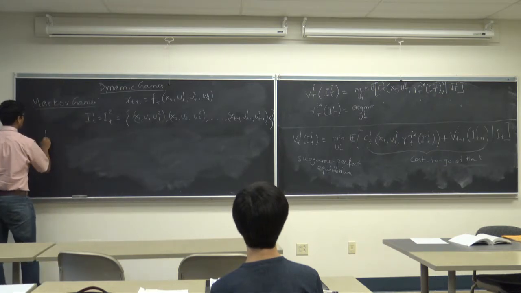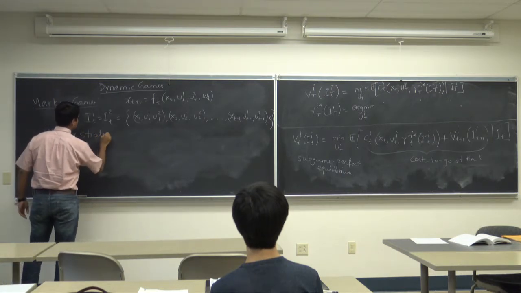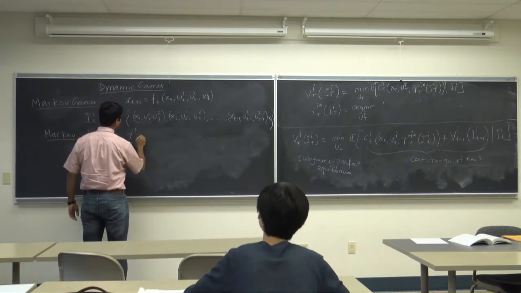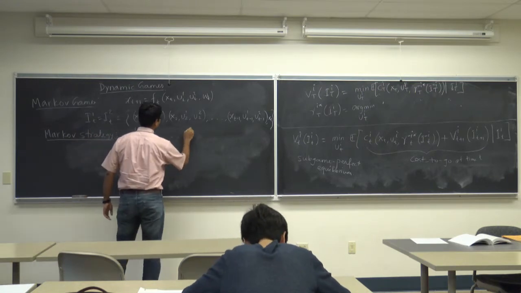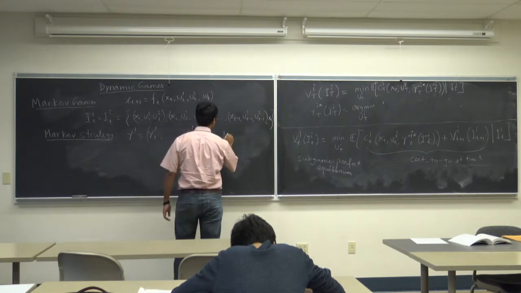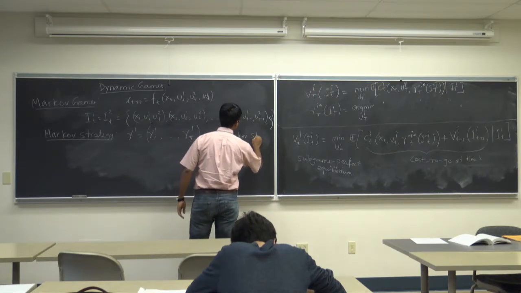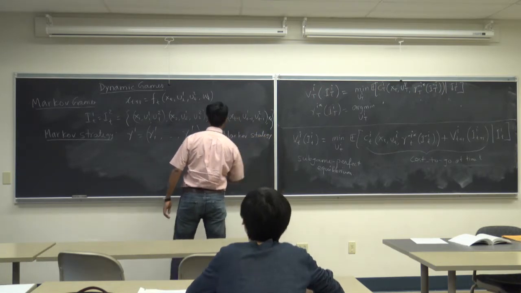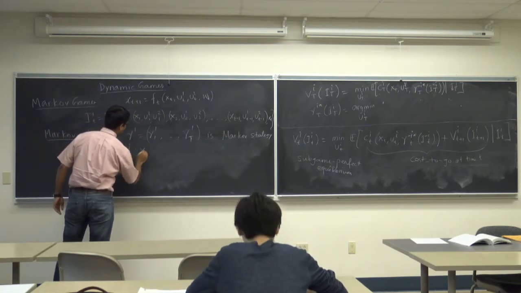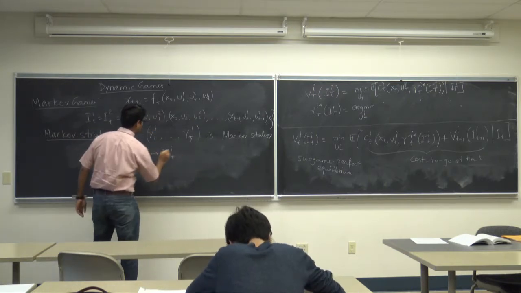So let's talk about Markov strategy. So gamma^i, which is a collection of gamma^i_1 through gamma^i_T, is a Markov strategy if gamma^i_t maps x_t to u^i_t.